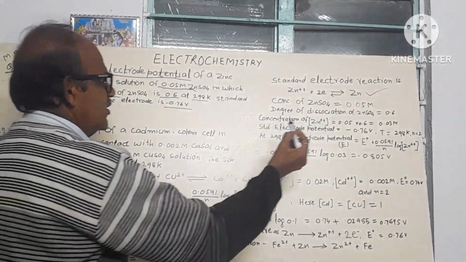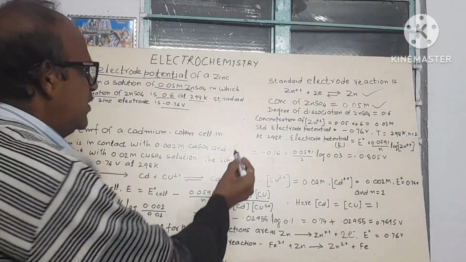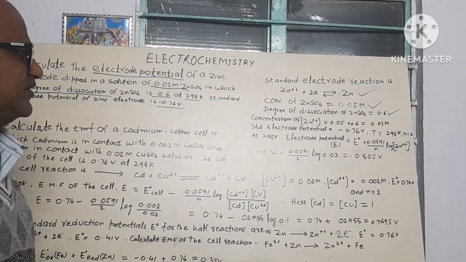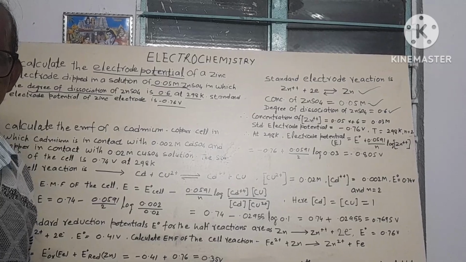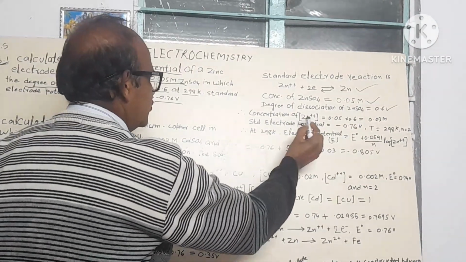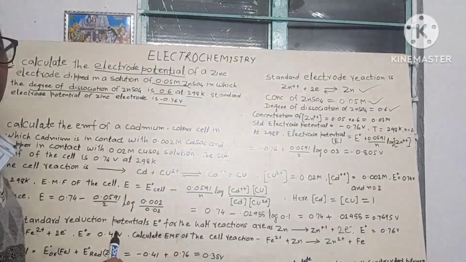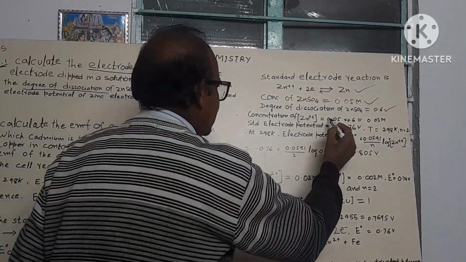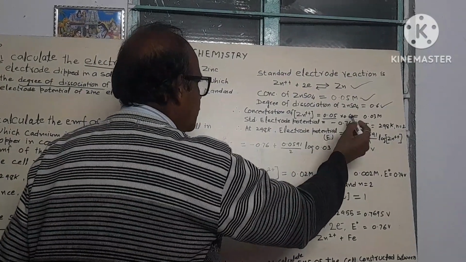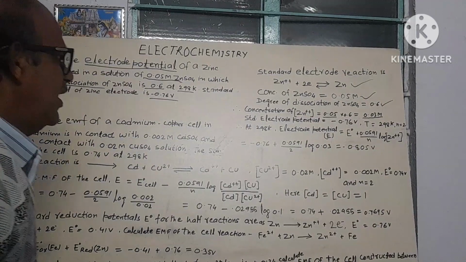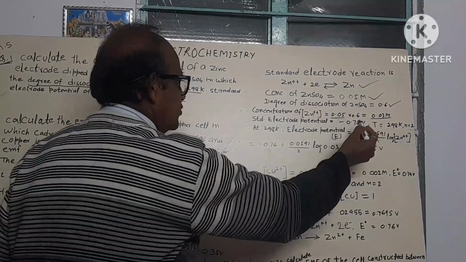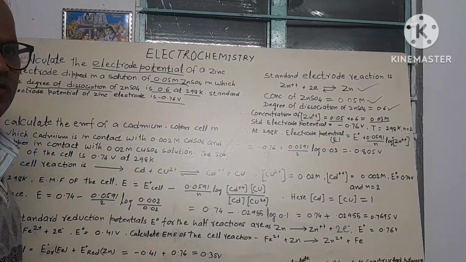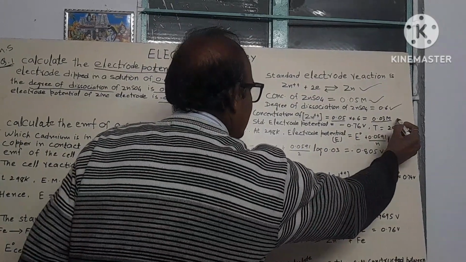Now the concentration of ZnSO4 is given as 0.05 M, and the degree of dissociation is 0.6. Then what will be the actual concentration of zinc ion, because it is not 100% dissociated? We multiply the concentration 0.05 by the degree of dissociation 0.6. The real concentration of zinc ion is 0.03 M, not 0.05, because dissociation is only 0.6.